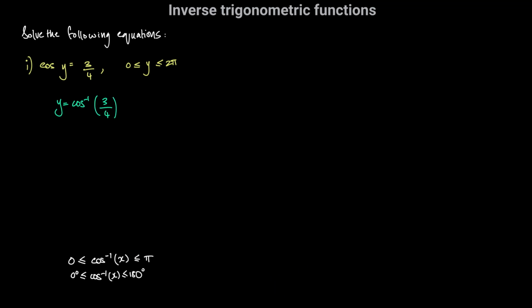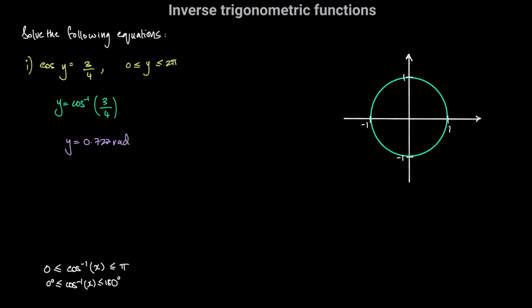Now the inverse cosine function will always return a value for the angle between 0 and pi radians, or between 0 degrees and 180 degrees. Here of course we want to determine all the possible values of y in terms of radians. So if we set our calculators to radian mode and we take the cosine inverse of 3 over 4, we get y is equal to 0.722 radians. Now if you look at that angle on the unit circle, we know that 0.722 radians is between 0 and pi over 2 radians, so it'll be in the first quadrant over here. So that is 0.722 radians.